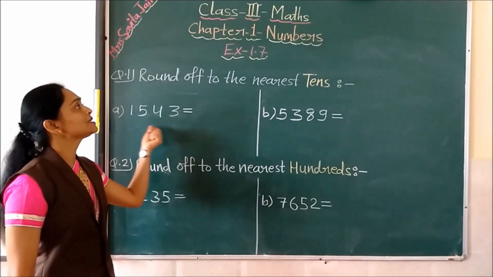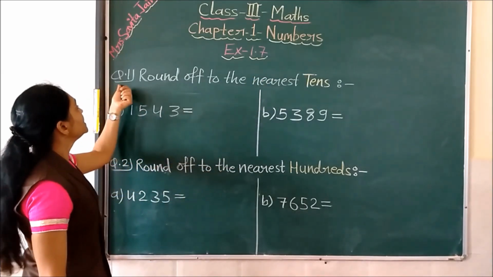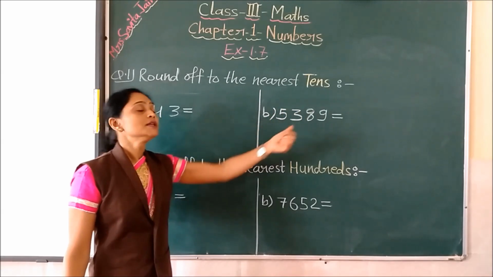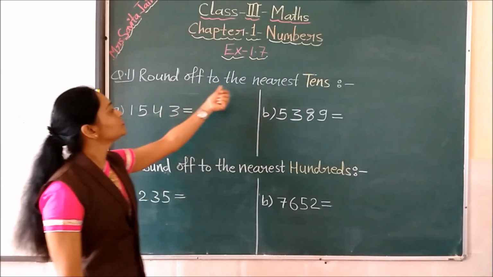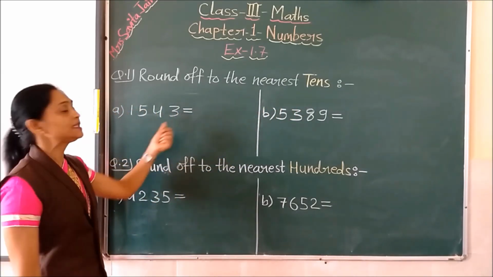Now in this class we are going to learn exercise 1.7. In this, the first question is: round off to the nearest 10. So this is a new concept for you, children. Round off to the nearest 10. We will see how to round off with this question.